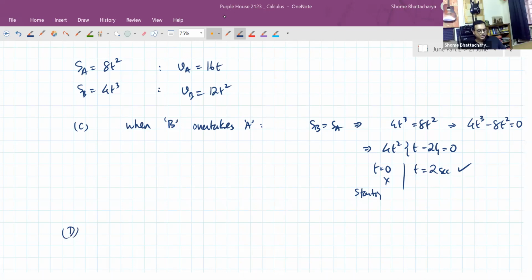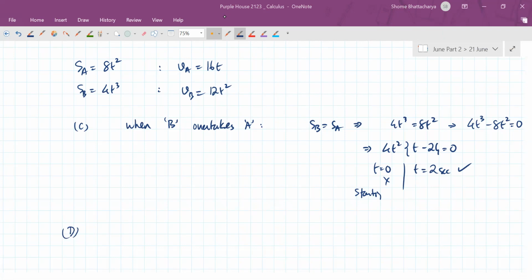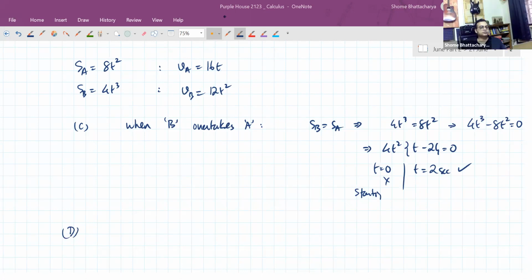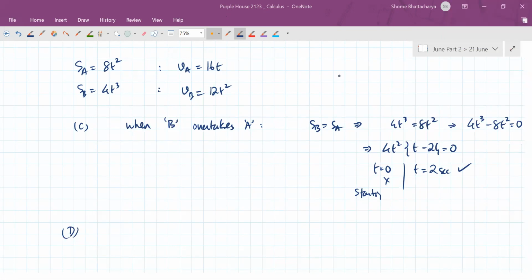No, that is when it has completed the overtake. Exactly at which moment it is overtaking, it's just alongside. Sir, at 2 seconds, the distance covered is the same. So at that point, they haven't overtaken each other. And after 2 seconds, they will overtake, right? See, after t equal to 2 seconds, B is ahead of A. So at what point of time is it overtaking? Exactly when it comes alongside. You understand?